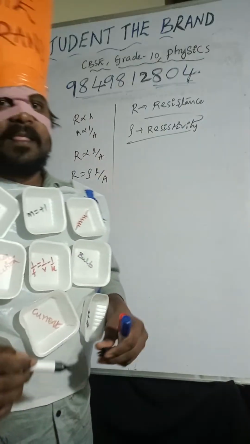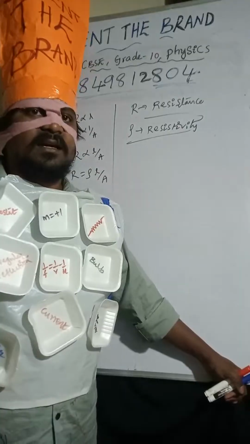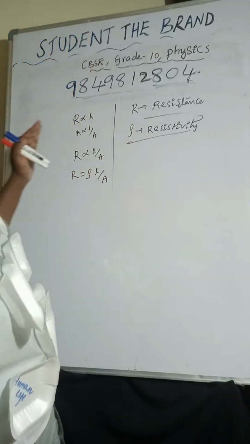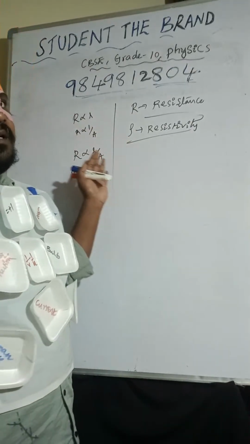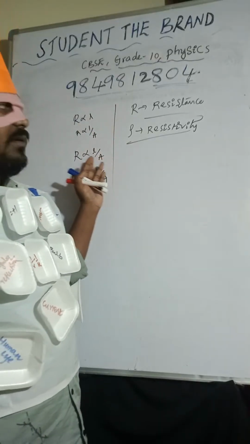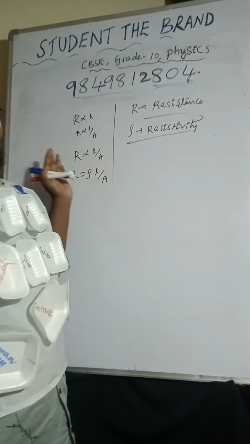Resistance is nothing but the phenomenon of opposing the electric current. Resistance depends on length and area of cross section, but resistivity does not depend on them. Both depend on temperature and material of the medium. The formula is R equal to rho into L by A, or rho equal to RA by L.